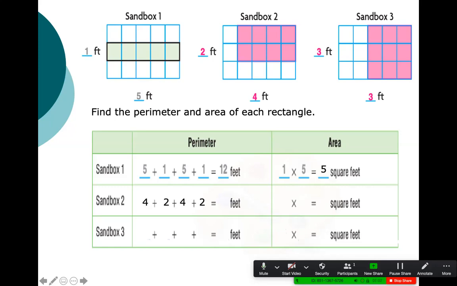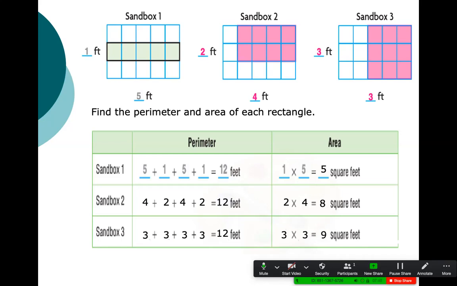For sandbox 2, we have 4 plus 2 plus 4 plus 2, which makes 12 feet as perimeter. Now, what about its area? Remember, we learned that to find the area of any figure, we can use either multiplication or repeated addition. So you can either say 4 plus 4 equals 8, or you could say 2 times 4, and that would give you the area 8 square feet. Now, what about sandbox 3? As we mentioned earlier, we need to add up the length of all the sides, which makes 12 feet. And the area would be 3 times 3 equals 9 square feet.